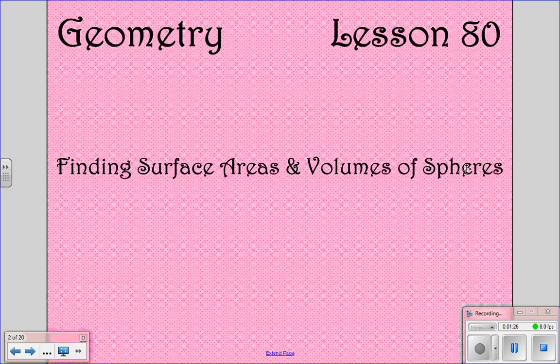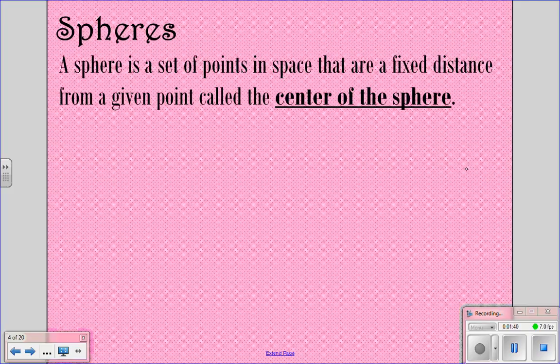So we are looking at lesson 80 today. We're finding surface areas and volumes of spheres. So hopefully you'll understand how to find the surface area and volume of spheres. So a sphere is a set of points in a space that are a fixed distance from a given point that's called the center of the sphere. It is a three-dimensional circle, basically. A circle, everything is a fixed distance from the center, and it's on one plane. All of your points are the same distance from your center. The radius is the length that they are all away from the center.